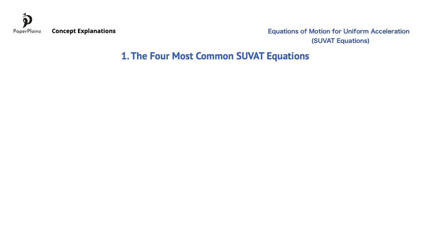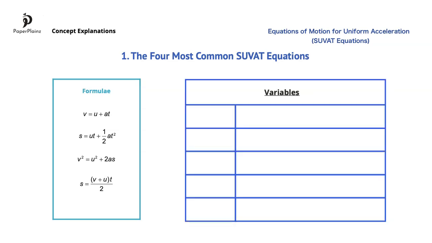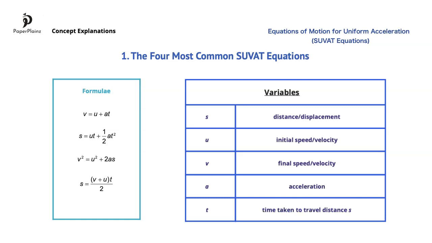Here are the four most commonly used SUVAT equations. You can find these equations in the IB Physics data booklet. There are 5 different variables in these equations: S, U, V, A, and T. This is why they are called SUVAT equations. S stands for distance or displacement, U for initial speed or velocity, V for final speed or velocity, A for acceleration, and T for the time taken to travel distance S.